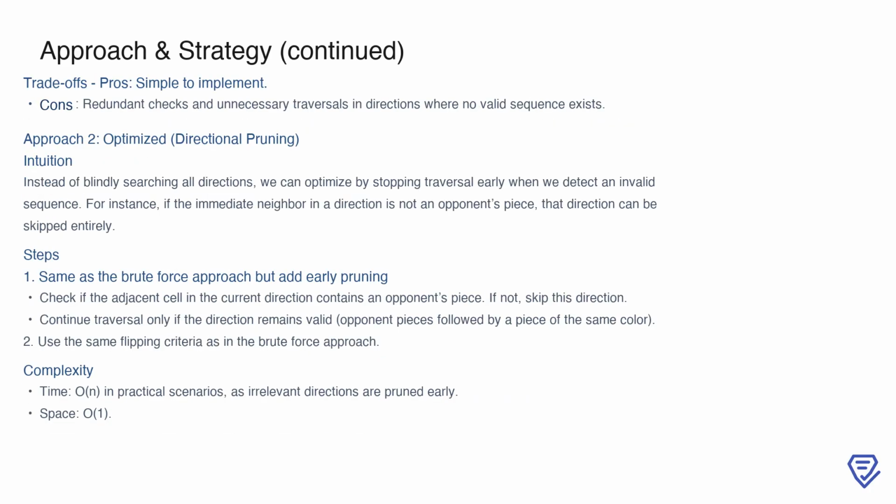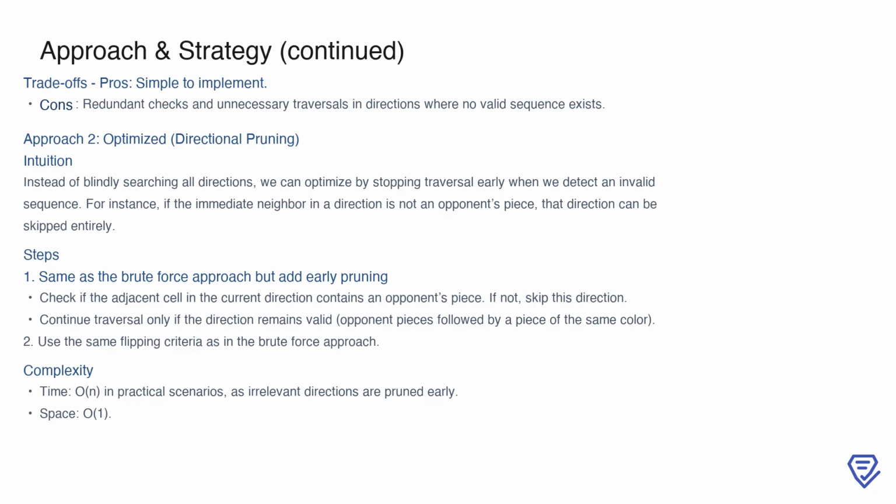While the brute force approach is simple, it has its drawbacks due to redundant checks and unnecessary computations. This is where an optimized approach using directional pruning comes into play. The fundamental idea here is to avoid exploring directions that are clearly invalid from the very beginning. For example, if the adjacent cell in a particular direction does not contain an opponent's piece, we can immediately skip that direction altogether. This saves time and reduces the number of unnecessary traversals.